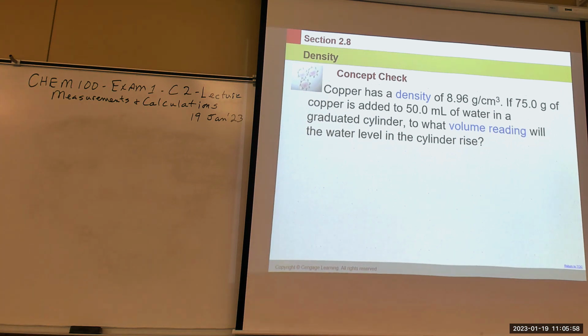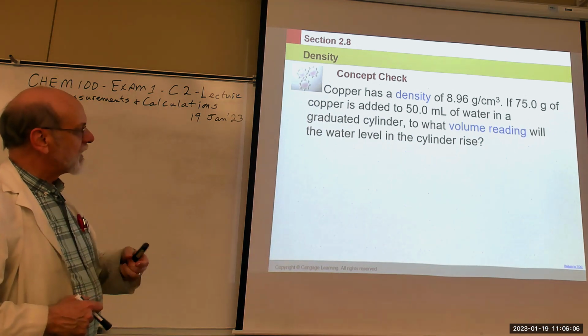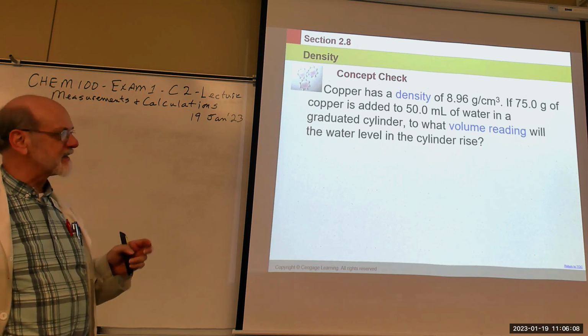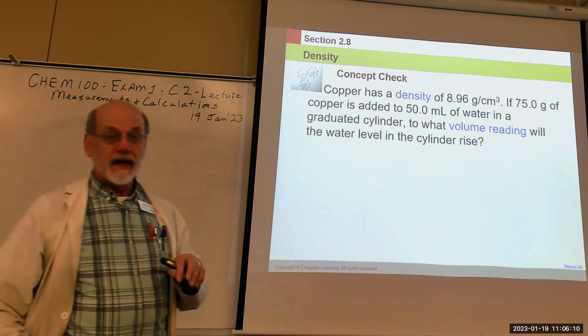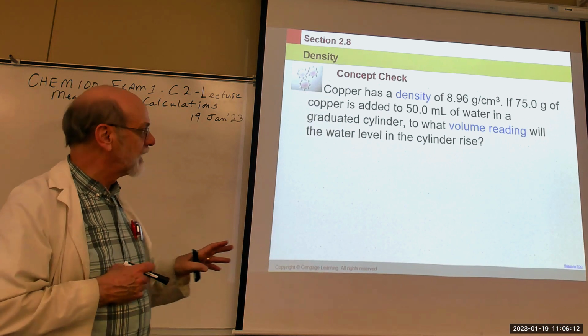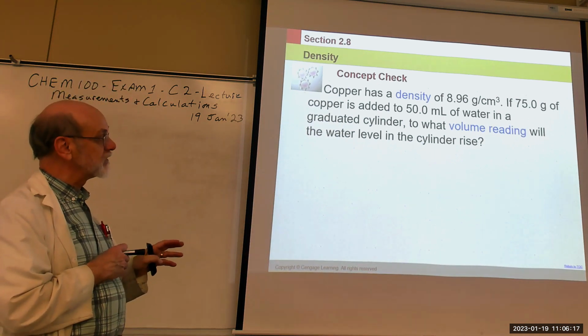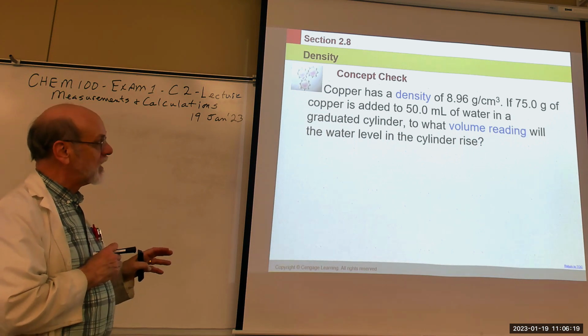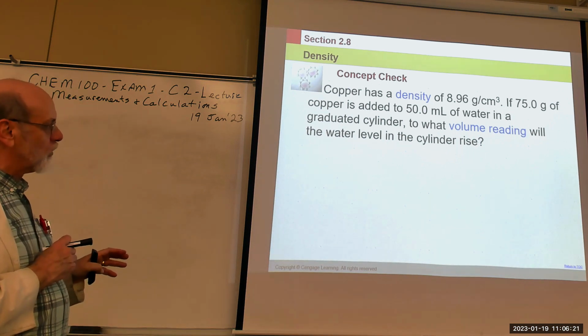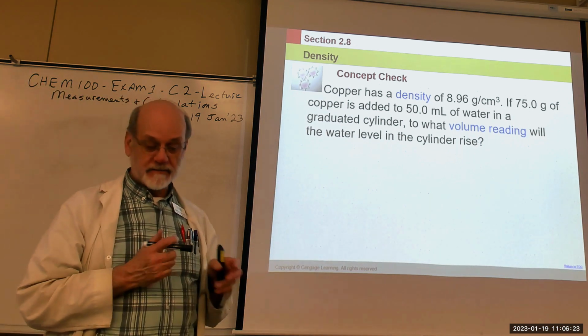Yes, this is the last slide. So we're done with this one. Copper has a density of 8.96 grams per cubic centimeter. That's definitely more than water. If 75 grams of copper is added to 50 milliliters of water in a graduated cylinder, to what volume reading will the water level in the cylinder rise?